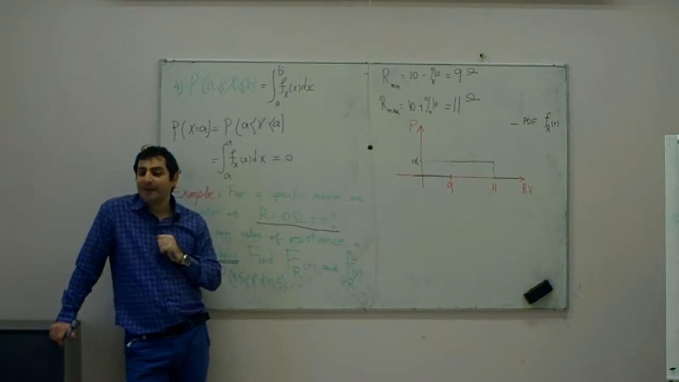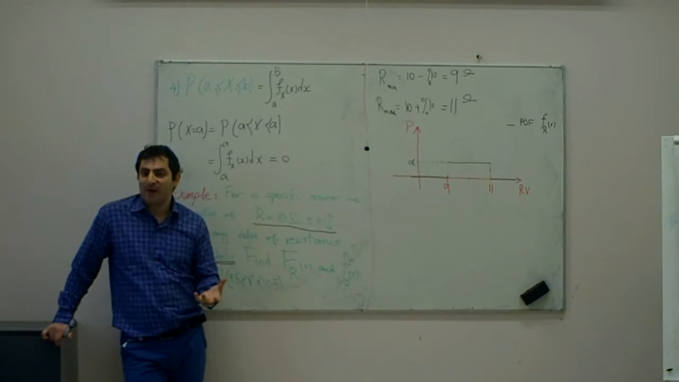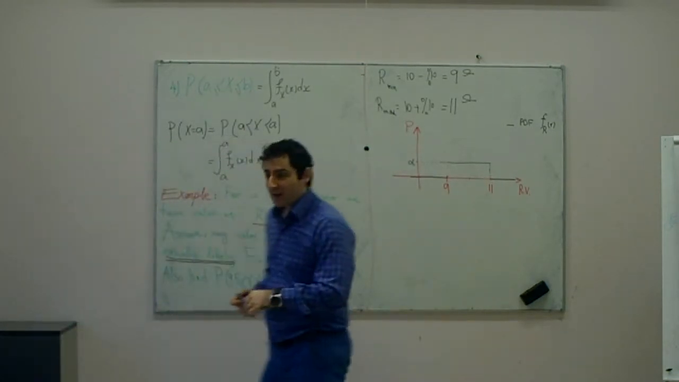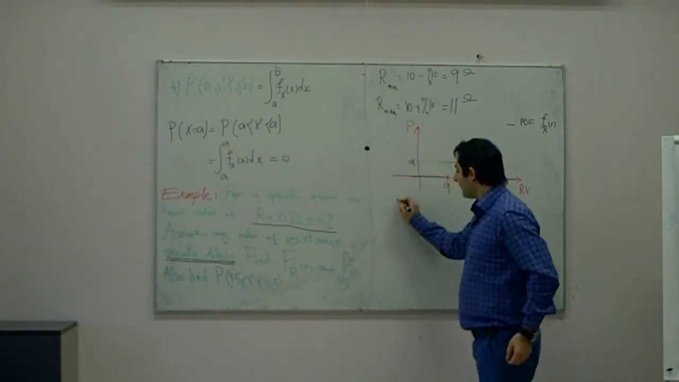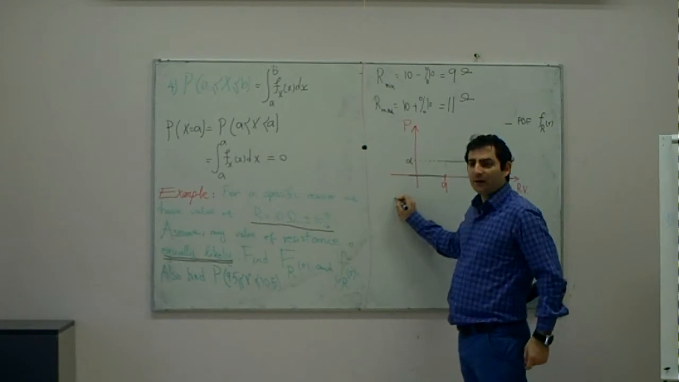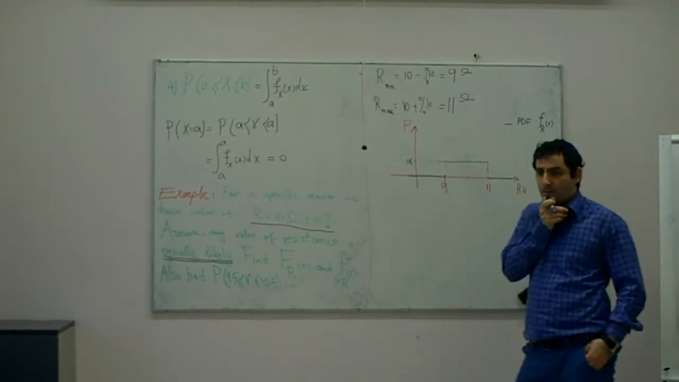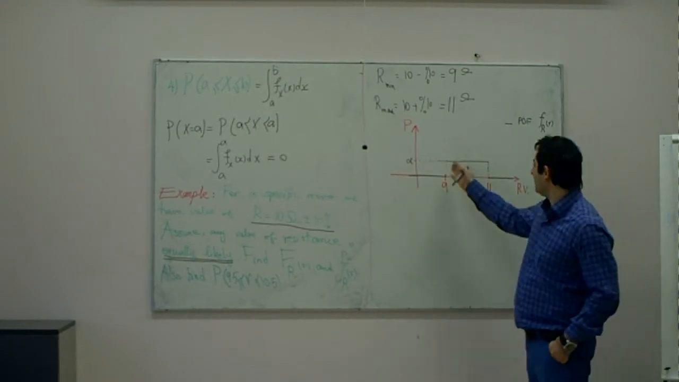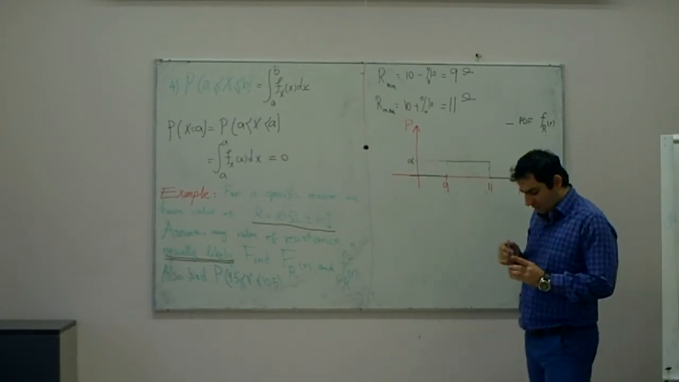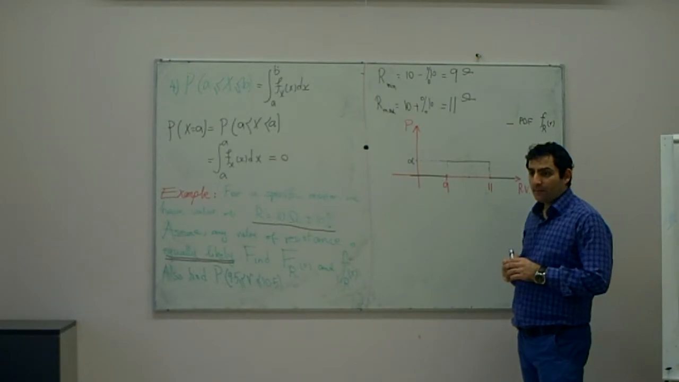What is missed here? The alpha. We don't know what alpha is. So, let's find the value of alpha. How can I find the value of alpha? I have the PDF. This is the shape of the PDF. Very good. Nice. The integral should be 1.